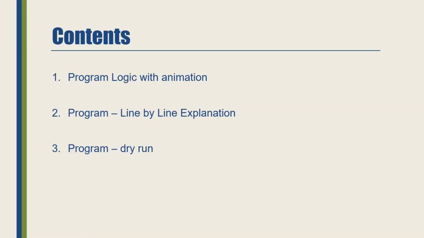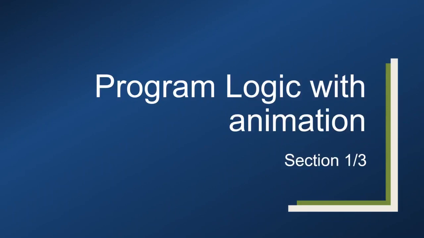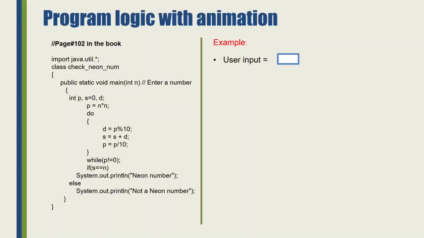So let's begin. Now we have entered section 1, where we will see the animated output of the program. This screen is divided into two parts. On the left side we have the program as is from the book, and on the right side we have the animated output of the program. I would like you to pay attention to the right side of the screen, where we have the program logic explained with an animation. Let's see how the program finds if an entered number is neon or not.